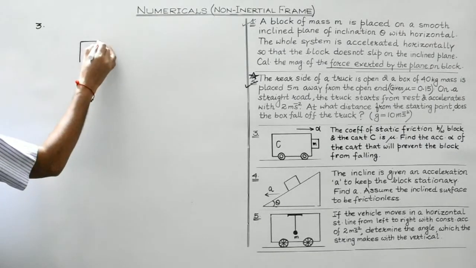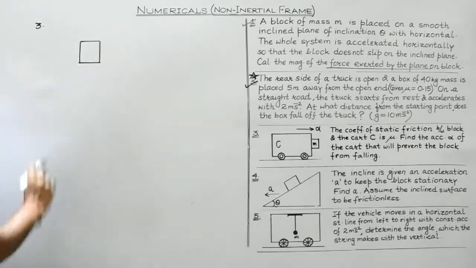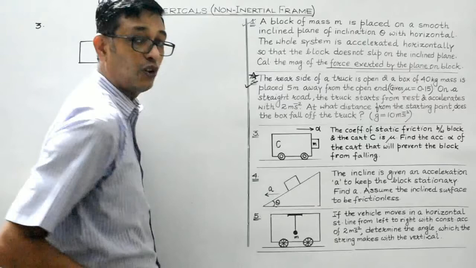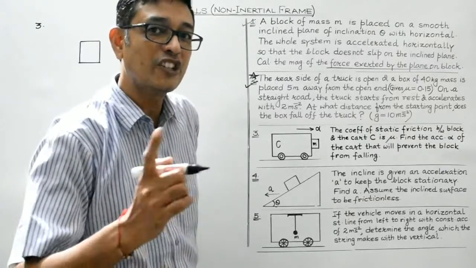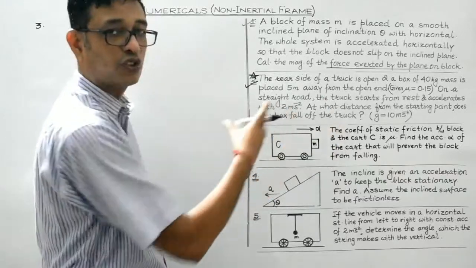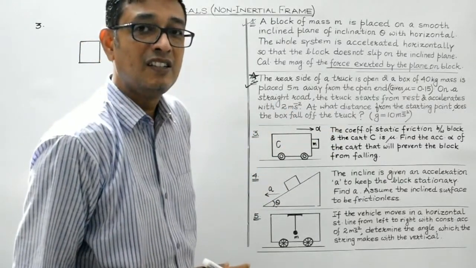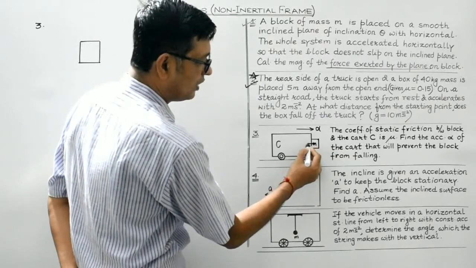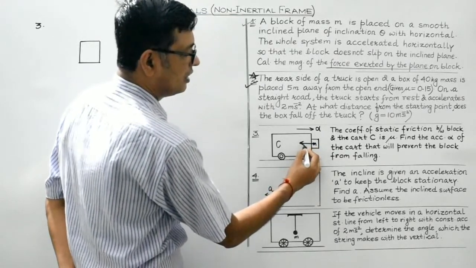This is block M. Now, the entire system is accelerating along this direction. So obviously again it is the case of a non-inertial frame of reference. So the body which is constituting the system will experience a pseudo force. It will experience a force in the opposite direction. This block will experience a force in the opposite direction.